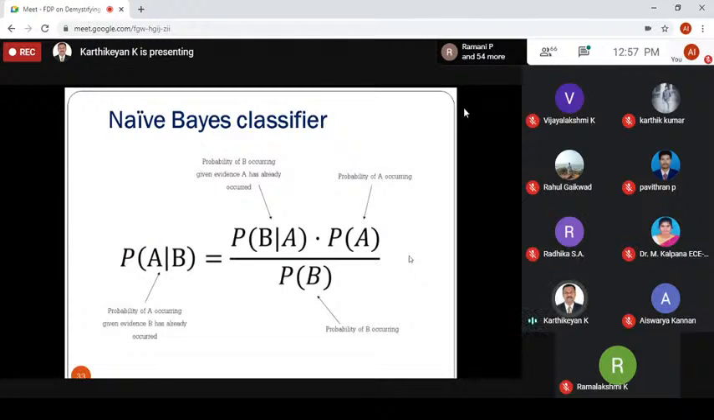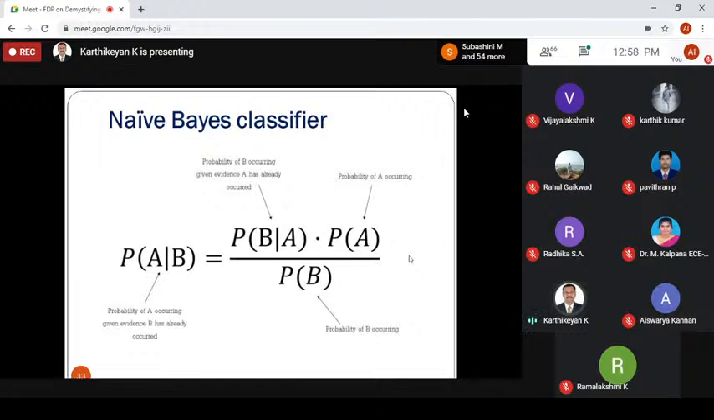The next classifier is the naive Bayes classifier. Basically, it is a more probability-oriented classification algorithm. The implementation also involves more mathematical equations and formulations. How it works is explained here. Say, for example, I want to predict the probability of A occurring. I want to find out whether A will occur or not, given that the evidence B has already occurred. So the correlated evidence B has already occurred.